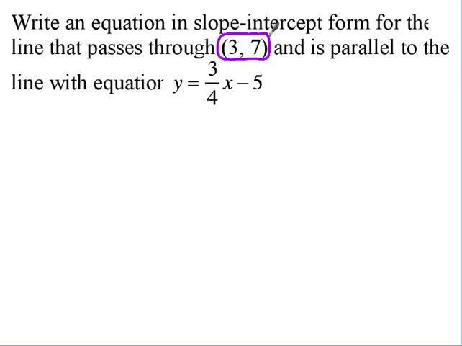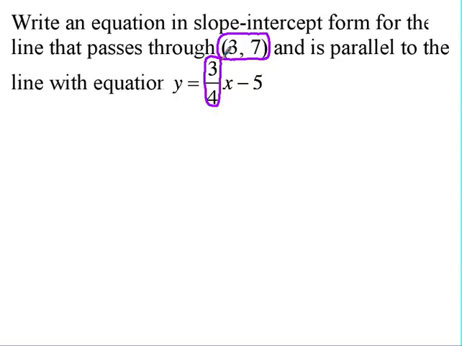And we know that parallel lines have the same slope, right? So what is the slope of this equation right here? 3/4. So a parallel one will be 3/4. Okay, so basically, my line has a slope of 3/4 and it passes through the point 3, 7.